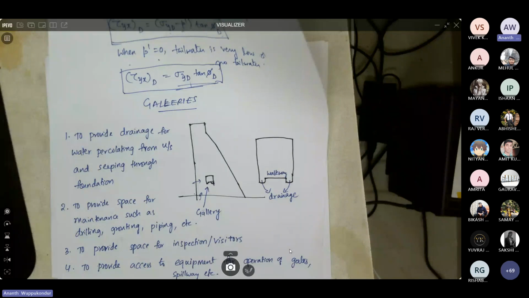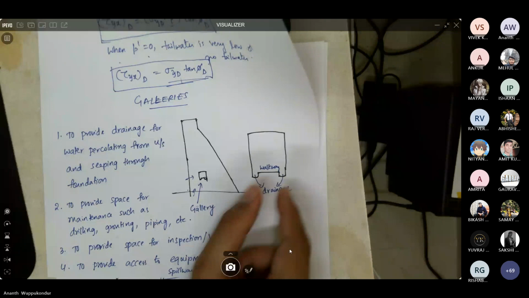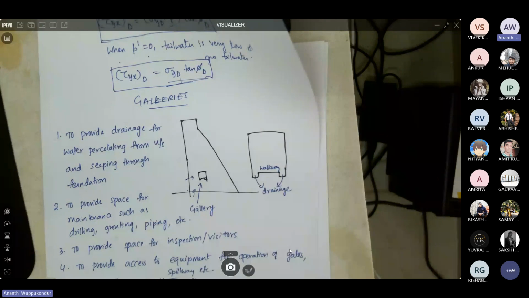So this has multiple purposes, so not just drainage. And the width of the gallery depends on how much you want to provide for walkway. And once you provide this gallery, the uplift pressure is going to be relieved. So this is about galleries.